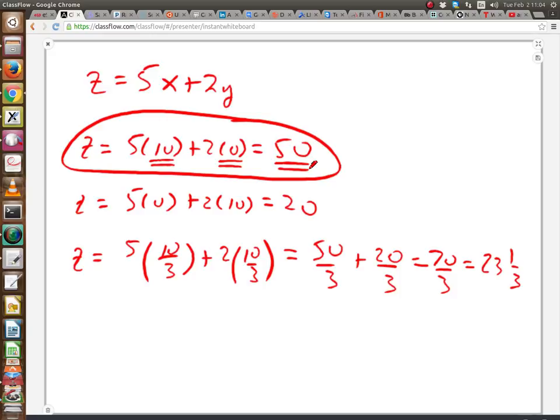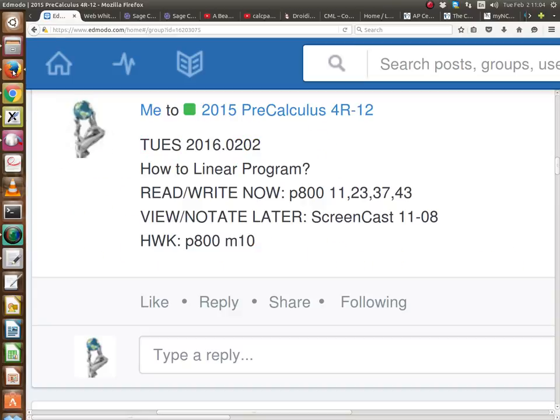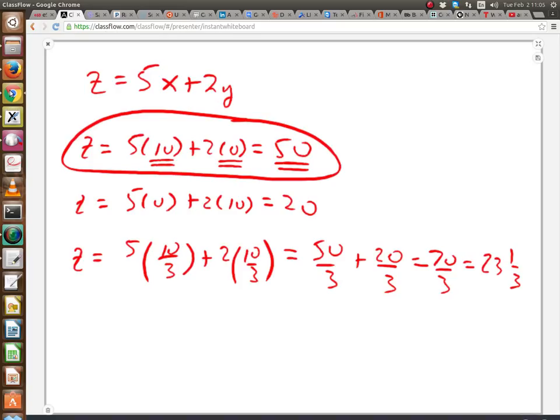Something like that. Okay, so that's an example from class that'll get you going on your homework, which is page 800, number 43.